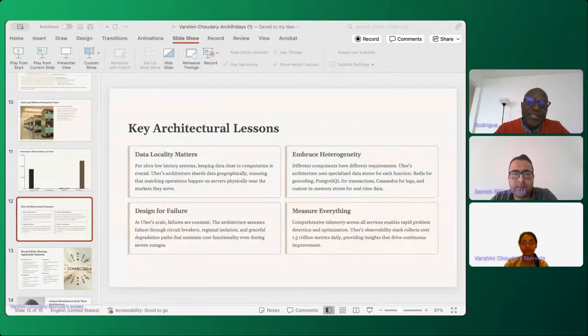The first question is related to real-time performance. What were the main architectural patterns that enabled reducing response time from seconds to milliseconds while still processing millions of concurrent requests?